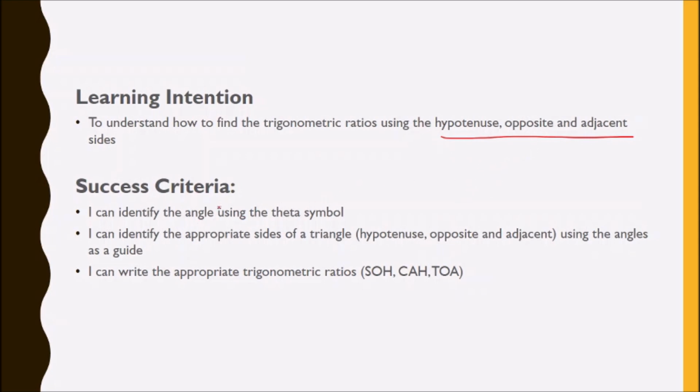Today's success criteria is that you can identify the angle using the theta symbol. So that's this one there. And you can identify the appropriate sides of a triangle, the hypotenuse, opposite, and adjacent, using the angles as a guide. And when I mean angles, I'm talking about the theta one, or the right angle. So the last success criteria I would like you to try and meet is that you can write appropriate trigonometric ratios, SOHCAHTOA, and I will go through what that means in a second.